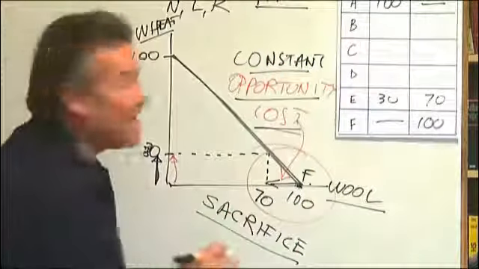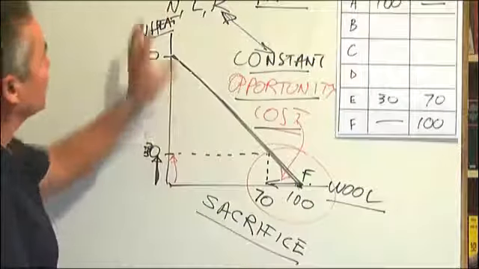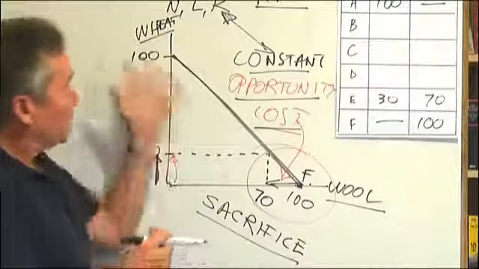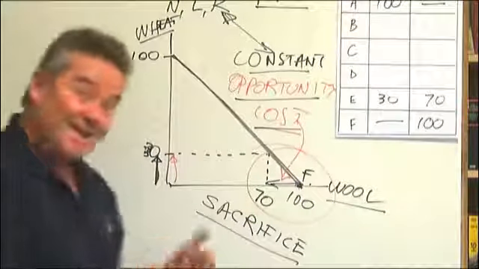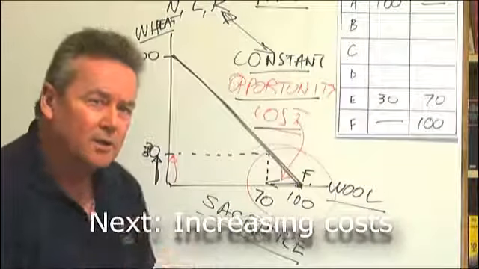Now what this is actually inferring, in fact, is that our stock of resources, land, labour, capital, are in fact perfectly transferable between these two alternatives. In reality, that's not necessarily the case, and we need to look at that next time.